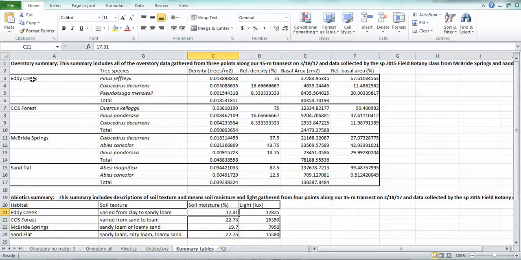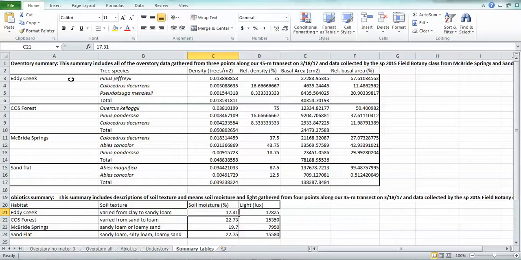If you choose to compare Eddy Creek to the COS forest, you're going to want to get rid of the other data that are here. If you choose to examine the communities along the elevation gradient on Mount Shasta, then you're going to want to omit the Eddy Creek data. And that goes for the overstory, the abiotics, and the understory.